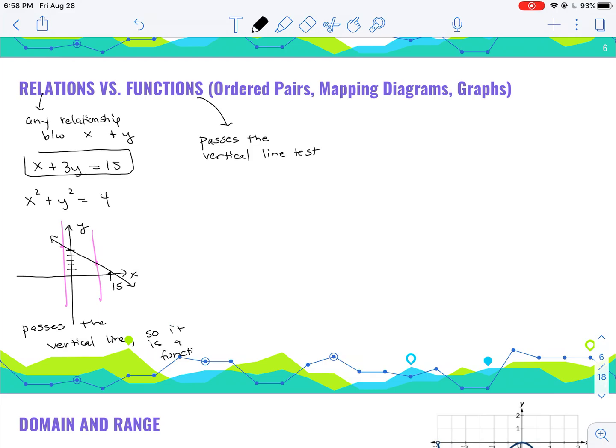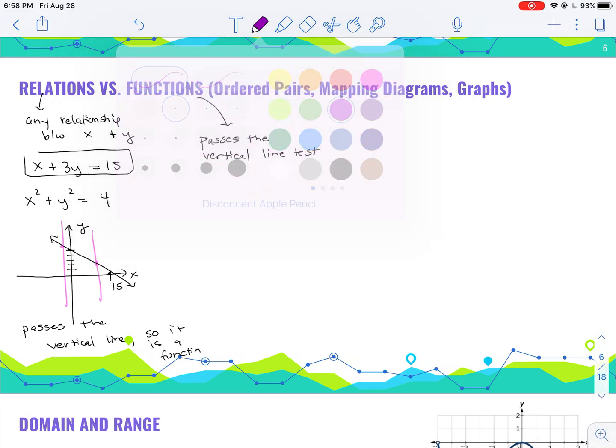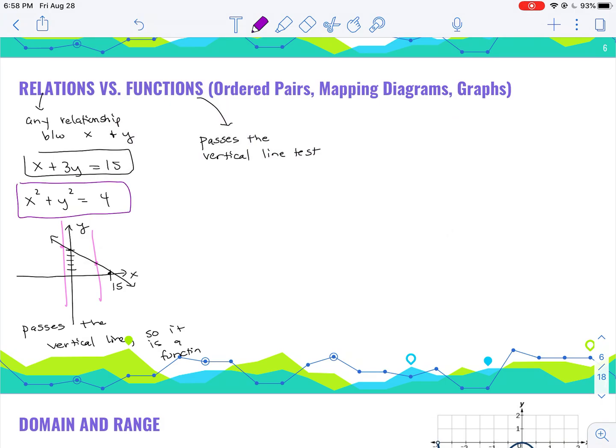My second one, if I were to graph x squared plus y squared equals 4, you guys should remember from our last unit, that makes a circle. So the center is 0, 0, and then we go up 2, right 2, left 2, down 2. And so I have my circle. But if I were to draw a vertical line, notice that this passes through the circle twice. So this does not pass the vertical line test, so this is not a function.